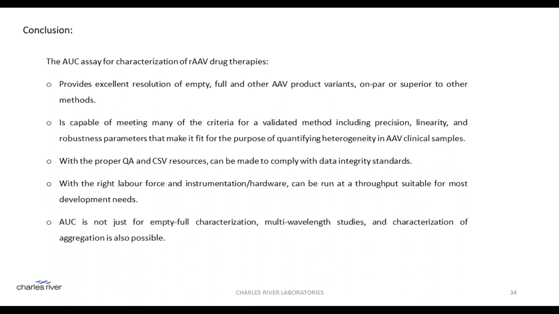Three, with the proper QA and CSV resources, the instrument and the assay can be made to comply with data integrity standards. And lastly, with the right personnel and investment in hardware and instrumentation, AUC can be run at a throughput suitable for most development needs. But not only that, AUC can do much more. It's very versatile. You can now do multi-wavelength studies very easily with the new Optima, and studies on aggregation, making it a very competitive technique overall when it comes to gene delivery products.